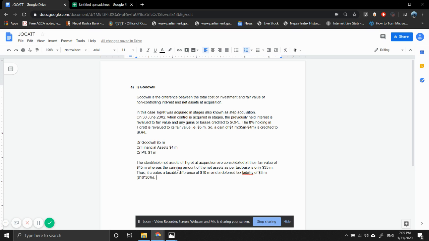All right. So what we will do is that this will be treated as a part of subsidiary's acquisition of net assets. So it will also increase by 3 million.